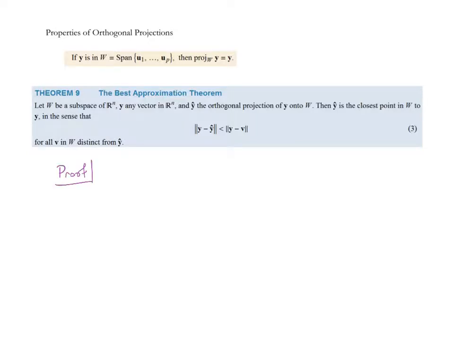Okay, proof. Take v in W, capital W, distinct from y hat. Then y hat minus v, excuse me, y hat minus v is in W. Well, how do I know that?